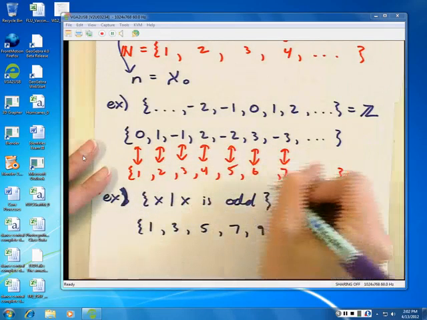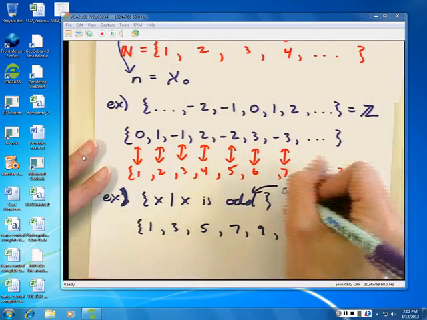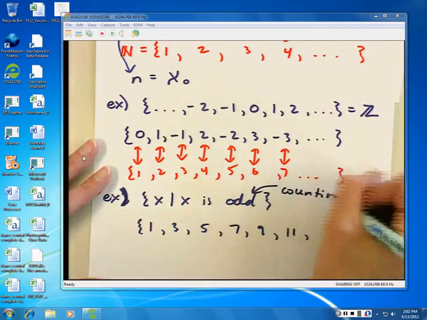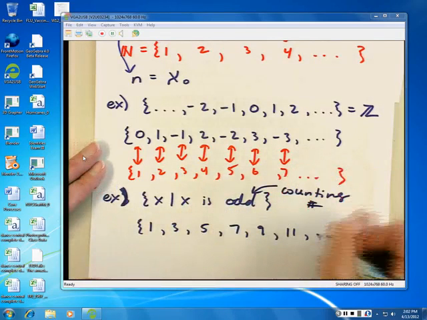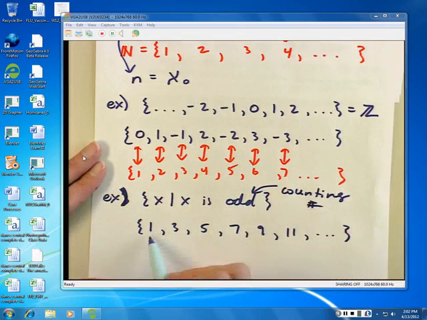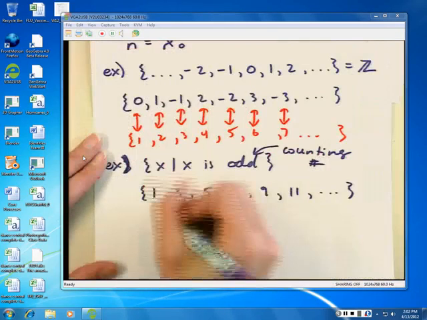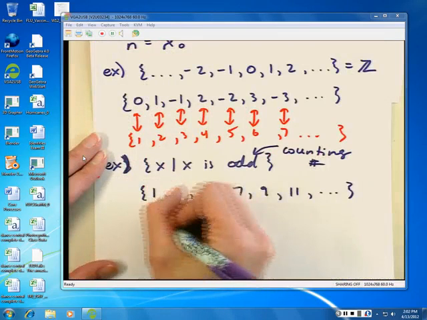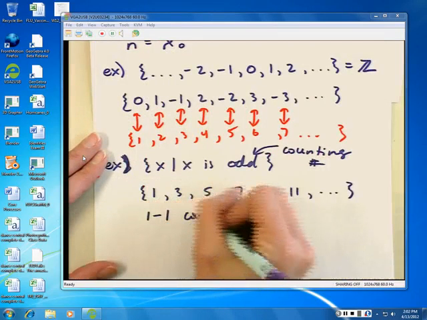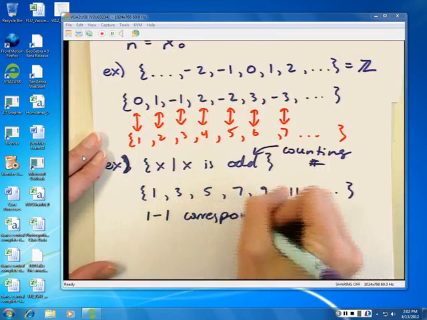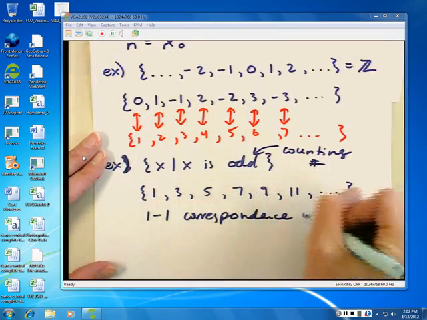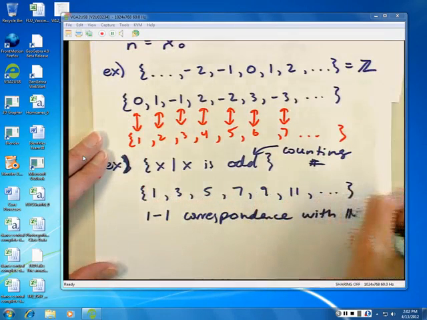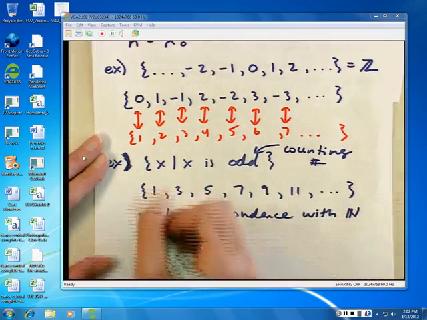And this is an odd counting number. So I'm not doing any negatives. Counting number, dot, dot, dot. Okay, I definitely have a first element, and I have a definite list. So I can just say that this is a one-to-one, and I'm going to write it this way to shorthand. I have a one-to-one correspondence with the counting numbers, which means that my set is countable.